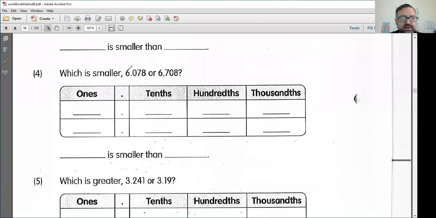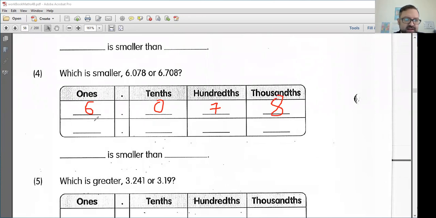All right. Now, I have 6.078 and 6.708. All right, so once again, we want to line up our decimal points. I have 6 ones in this first number, and then 0/10, 7/100, and 8/1000.